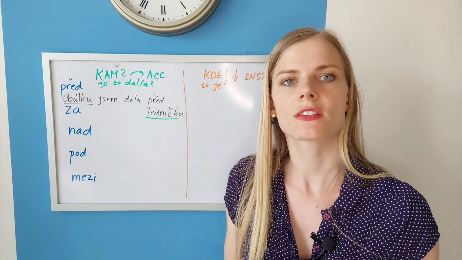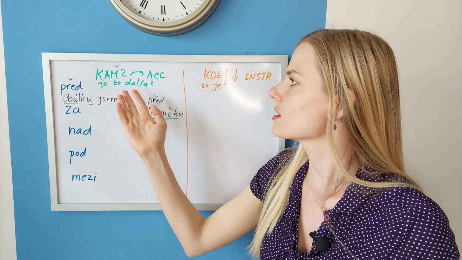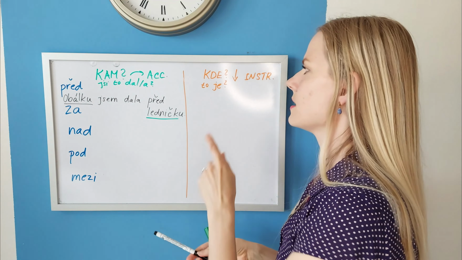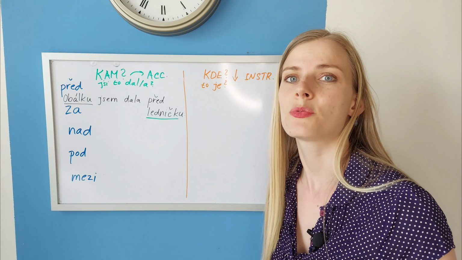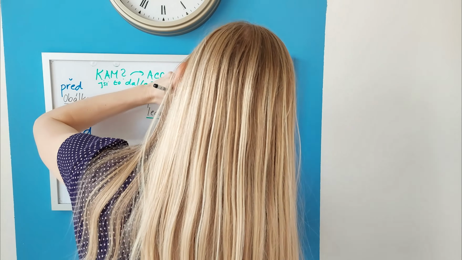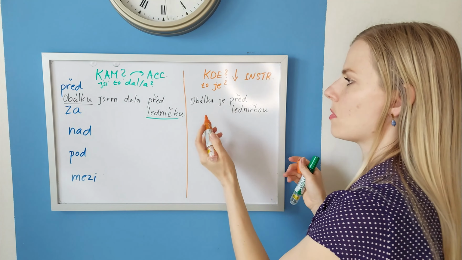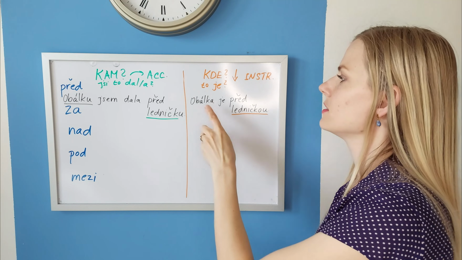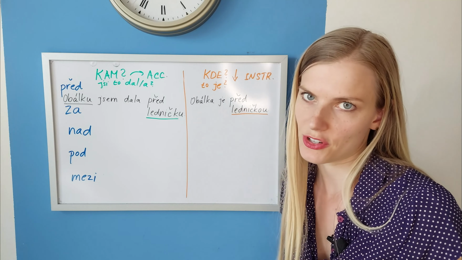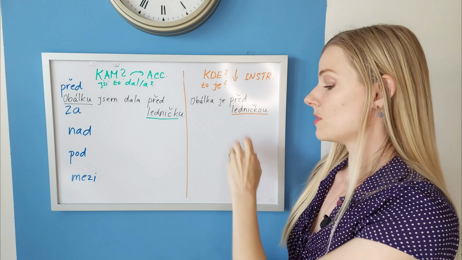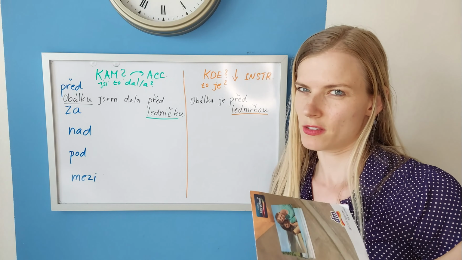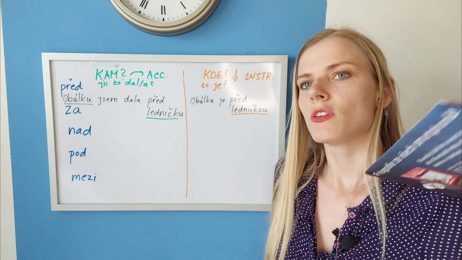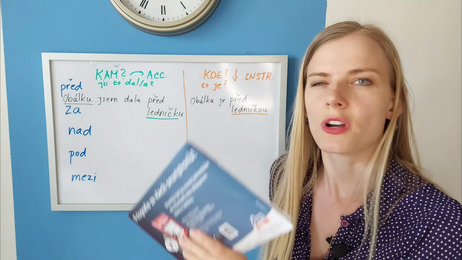Now, what if somebody asks me, and where is it? Versus, where did you put it? Kde to je? Kde je ta obálka? When I say, obálka je před ledničkou. That's the instrumental case. The envelope is in front of the fridge. So this gives us the information where the envelope is versus this piece of information is where the envelope was placed, where I put it, where I hid it.